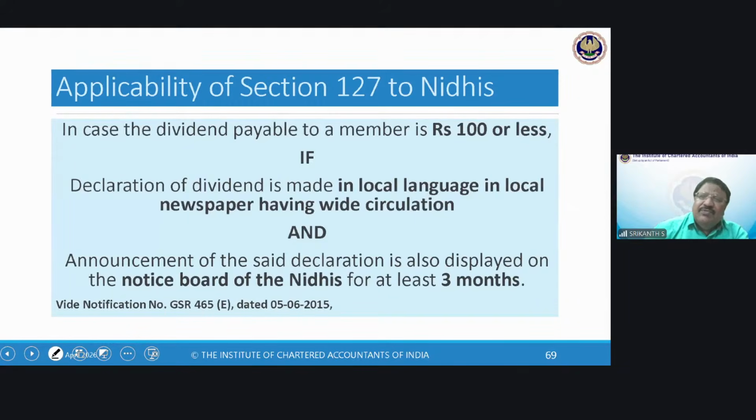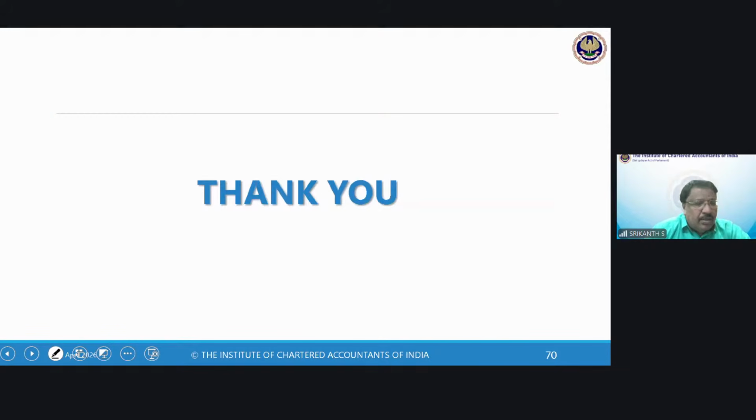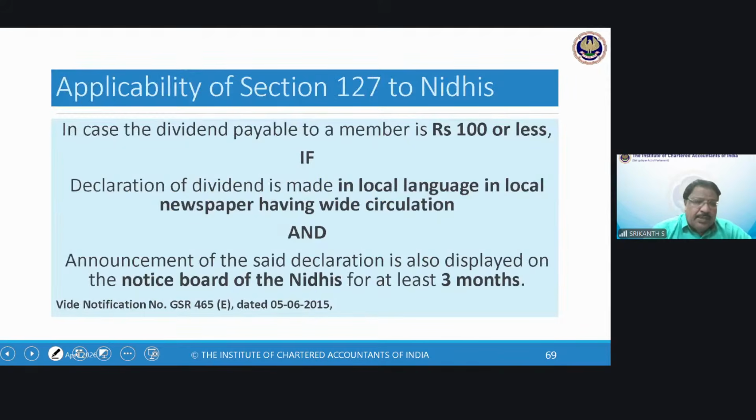Nidhi is again, if the dividend is less than 100 rupees, and the declaration is made in a local language, then that announcement can be displayed in the notice board. That's all. It is for Nidhis. And then they will credit the SB account and be done with it. With this, we have completed the topic as such.